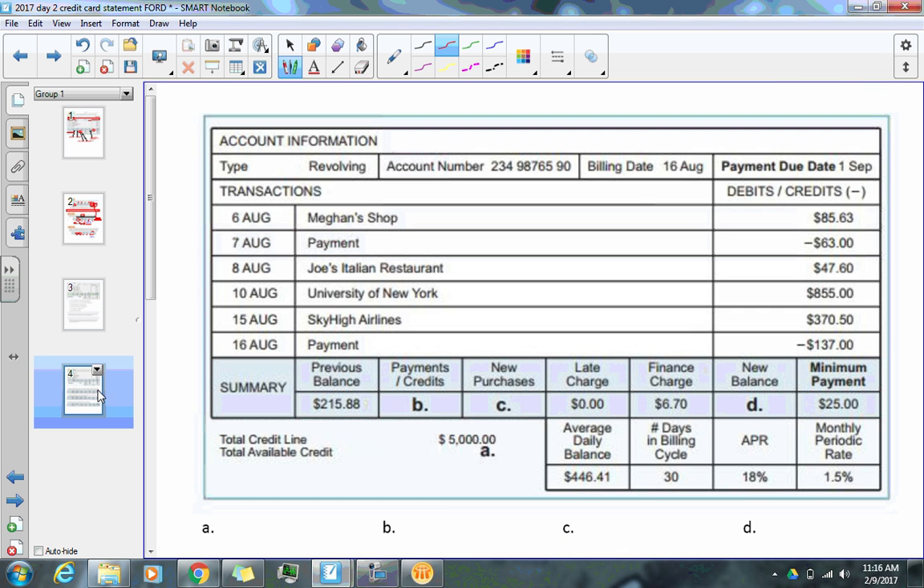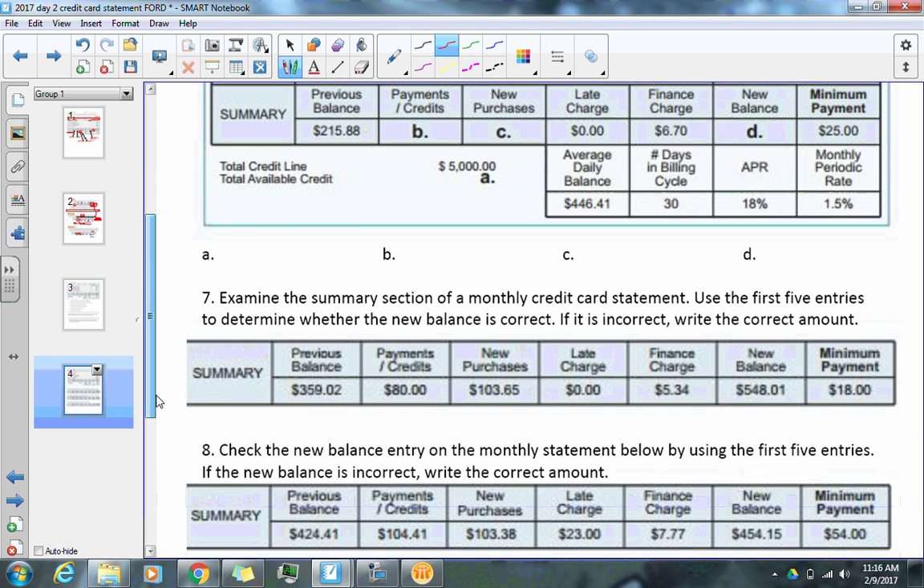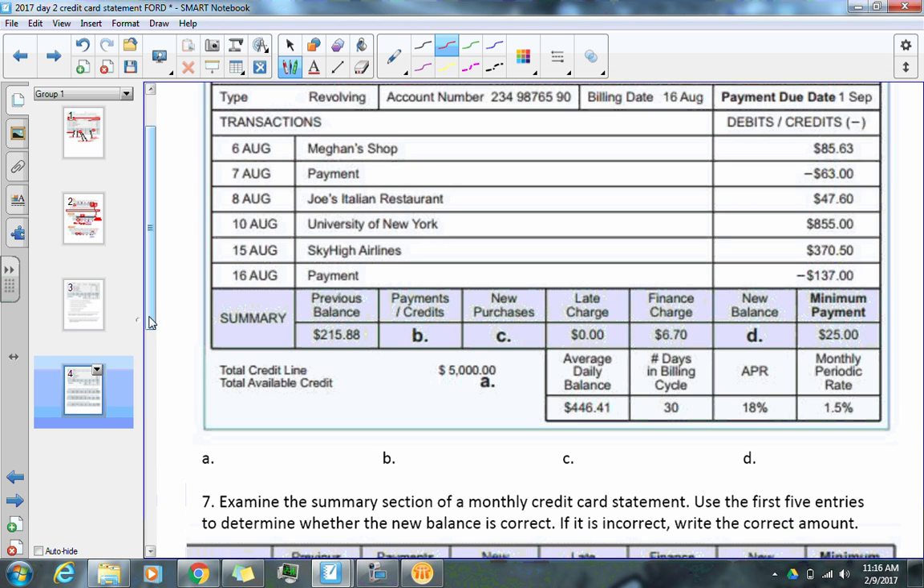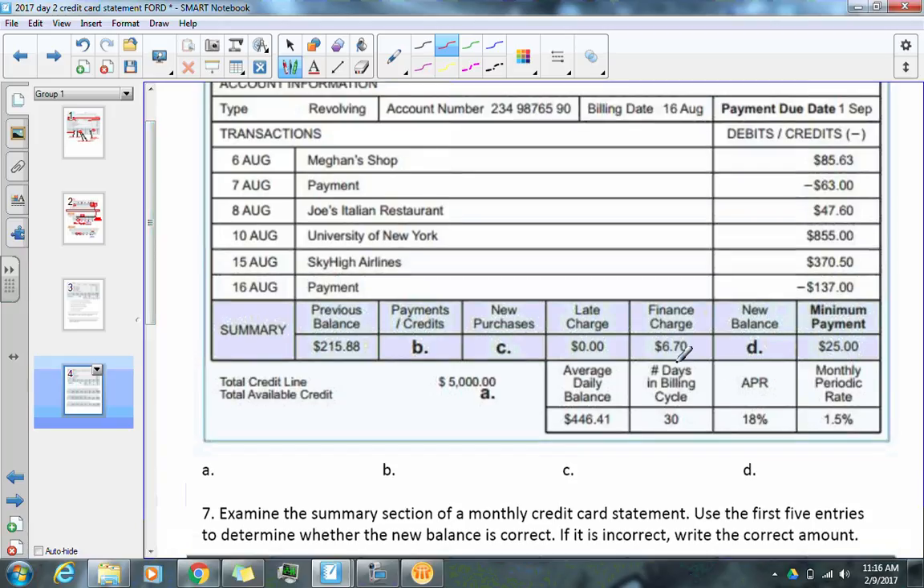Now, the last one I want to do, and I'm about to run out of time here, and that is this example here. I know it's already filled out, but I just want to highlight this one more time. The finance charge is always found by taking the average daily balance and multiplying it by the periodic rate, the monthly interest rate here. That's how you find the finance charge. And the reason I'm highlighting this again is because students are going to mess up on this.